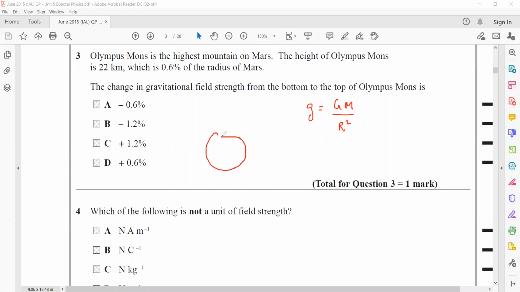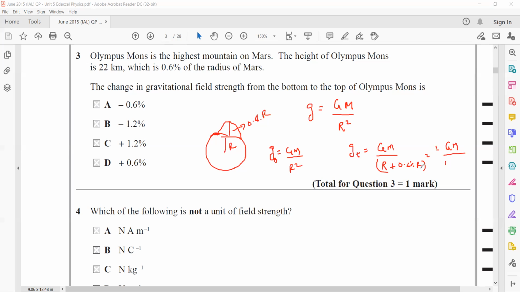This height is 0.6% of R, and this one is R. So at the bottom of Olympus Mons, the gravitational field strength will be GM over R squared. And at the top, the gravitational field strength will be GM over R plus 0.6% R, and then whole squared. So when we solve this, this will be GM.